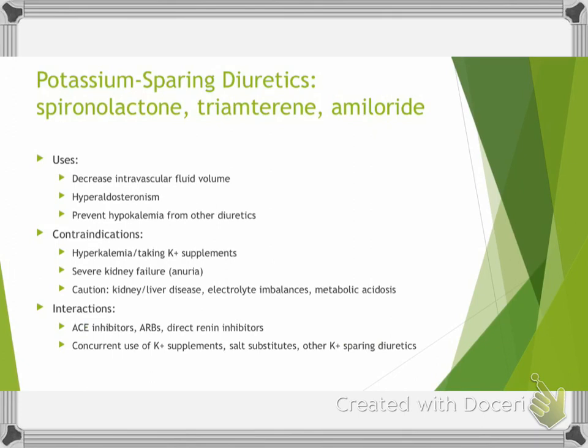So uses, it decreases the intravascular fluid volume, which will decrease the systemic vascular resistance, thus decreasing blood pressure. So it's used for hypertension and sometimes used for heart failure. It can be used for hyperaldosteronism, which is when patients secrete too much aldosterone, because it will suppress the overstimulation of aldosterone. It can prevent hypokalemia from other diuretics, so it could be paired with a non-potassium sparing diuretic like a loop or a thiazide.